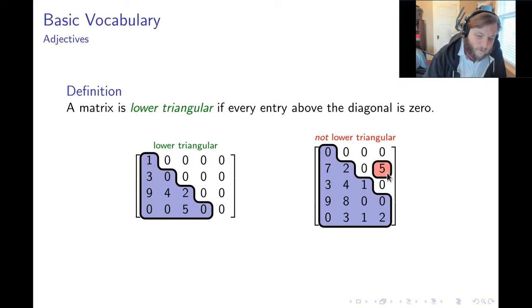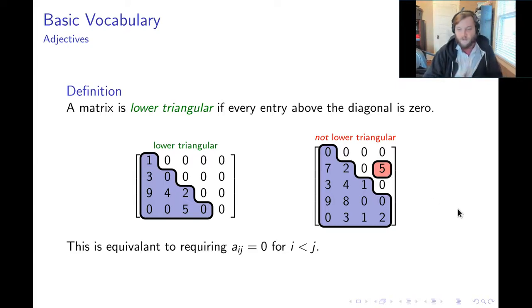And just like with upper triangular matrices, there's a more mathematical way to say that a matrix is lower triangular. Saying that a matrix is lower triangular is equivalent to requiring that everything in the ij position equals 0 if i is less than j. So what this means is that we need all of the entries to equal 0 where those entries have a row index that is less than the column index.